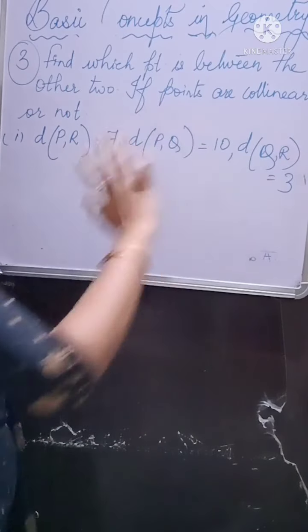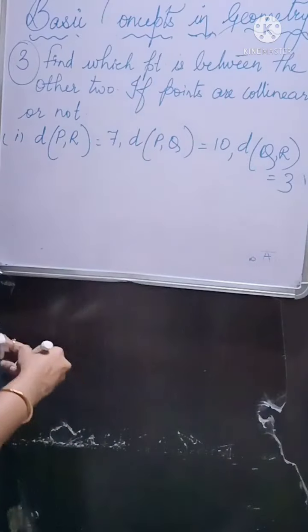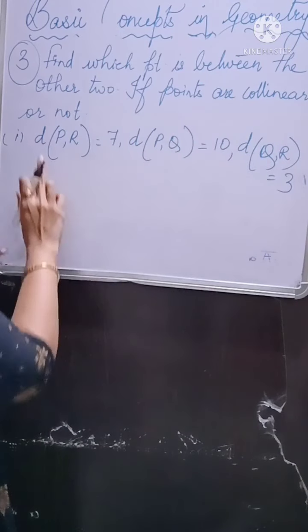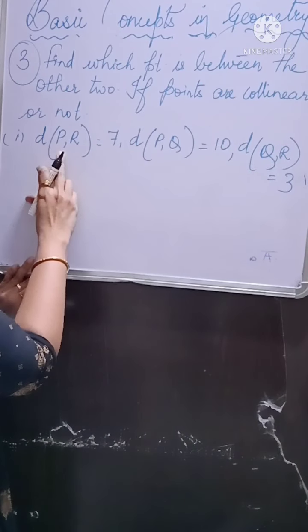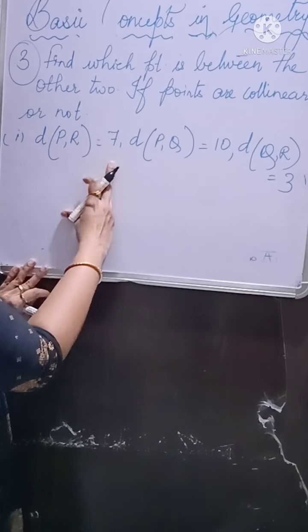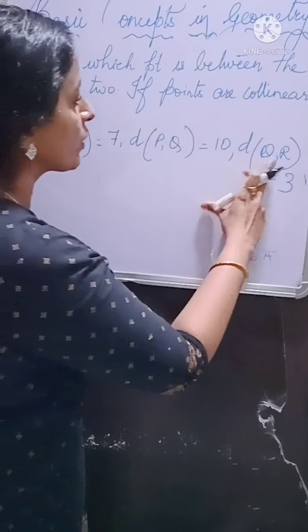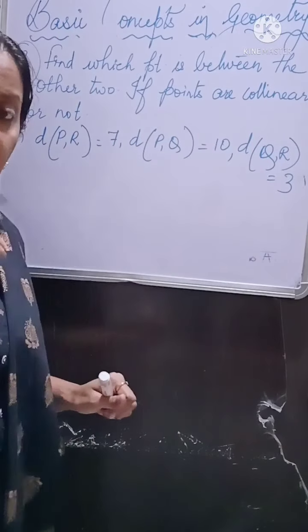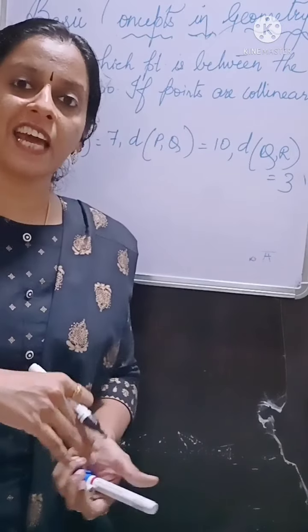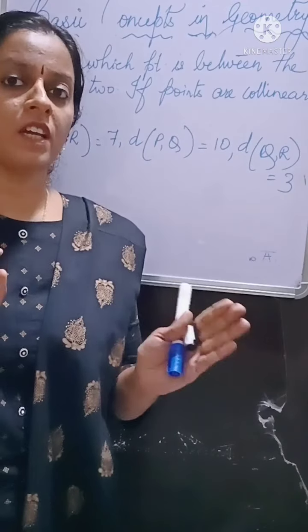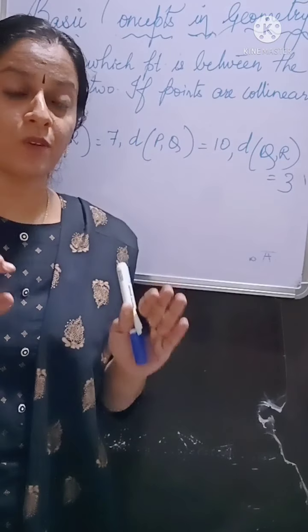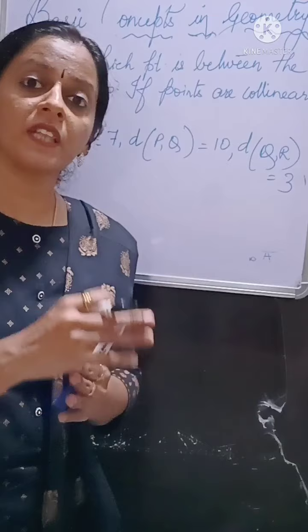Now this is the information given. We have the distance between points P comma R as 7, the distance between points P comma Q as 10, and the distance between Q comma R as 3. We have to find which point is lying between the other two. Okay, that is the question. Find out the point which is between the other two.